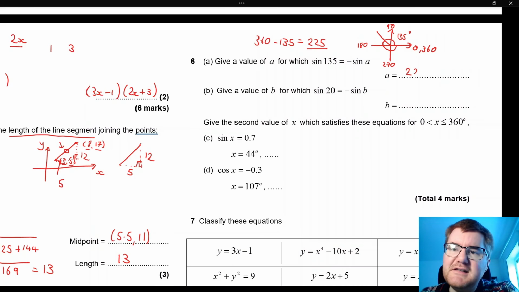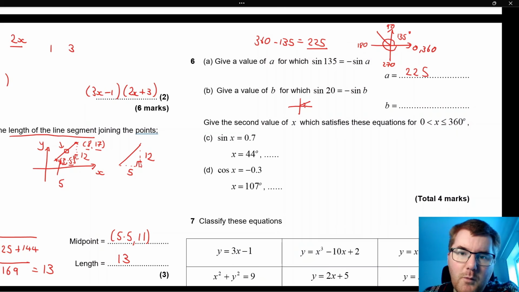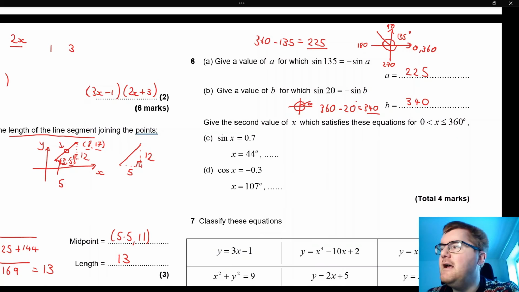Now, of course, this is a non-calculator paper, but you could check this on your calculator, put both in, and see you get the same thing. And here we do this in exactly the same way. We've got our unit circle, we have plus 20. We want to go around the other way, so all the way around here if this is 20, what does the other angle have to be? Well, we do 360 minus 20, and that's equal to 340. So we get 340 for our answer here.